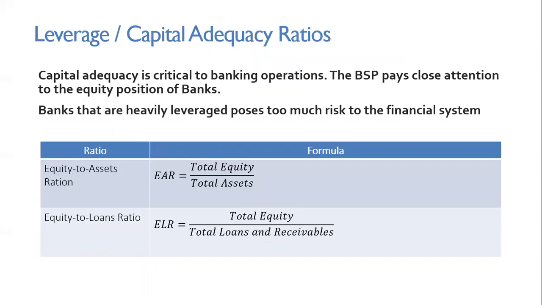Essentially the theme is still the same. Only the ratios to be computed change. So here is the leverage ratio, or we call it capital adequacy ratios. Capital is important for a bank, right? And it is a critical component of a bank's risk level. If a bank's capital is small, the bank's risk is high. And that's why the BSP requires a minimum capital adequacy level. That's why it's very important.